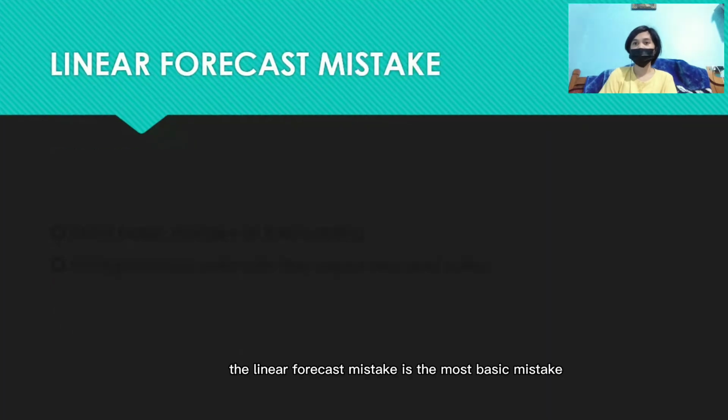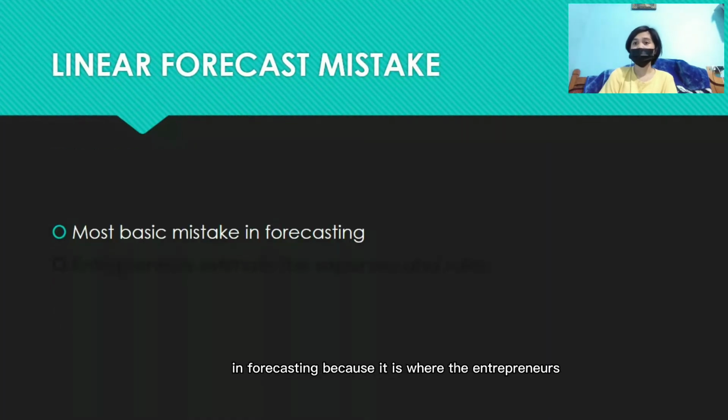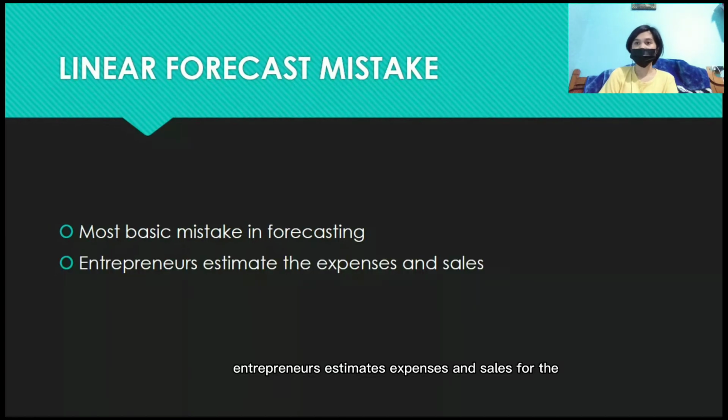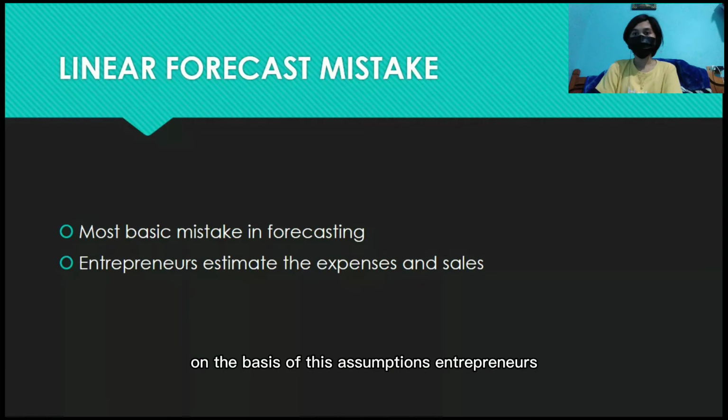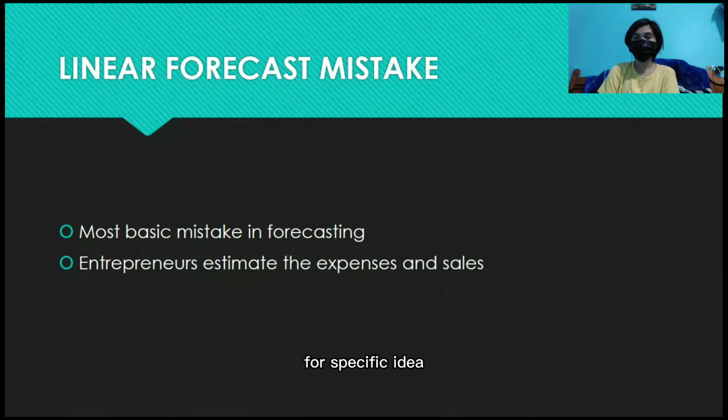The linear forecast mistake is the most basic mistake in forecasting because it is where the entrepreneurs forecast the income that does not support the revenue growth model. Entrepreneurs estimate expenses and sales for the future period and assume that sales will grow on these assumptions. On the basis of these assumptions, entrepreneurs develop income statements. Those entrepreneurs who have strong passion for a specific idea suffer from this mistake.